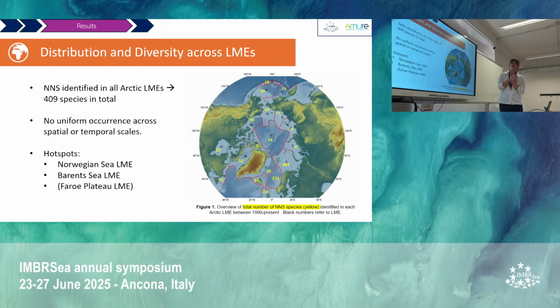In terms of the distributions across the large marine ecosystems in the Arctic, I identified a total of 409 unique species, and they were present in all Arctic LMEs. In this graph, you can see the total number of species in each LME in yellow. And if you notice, the distribution of the species was not even across the area. The highest occurrence was found in the Norwegian Sea LME here, as well as the Barents Sea LME. These two also have the highest species density when you normalize for area, in addition to the Faroe Plateau LME, which is this tiny number 1 here.